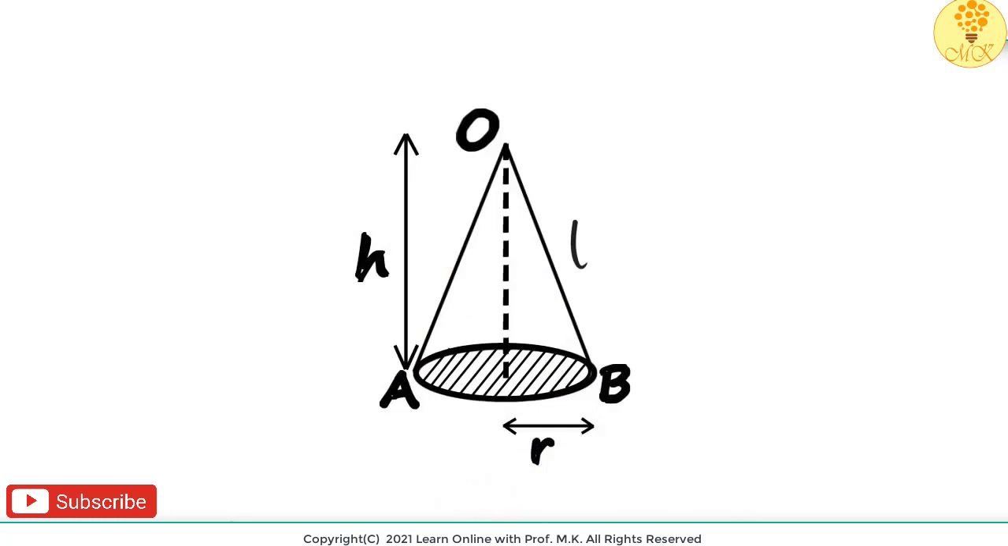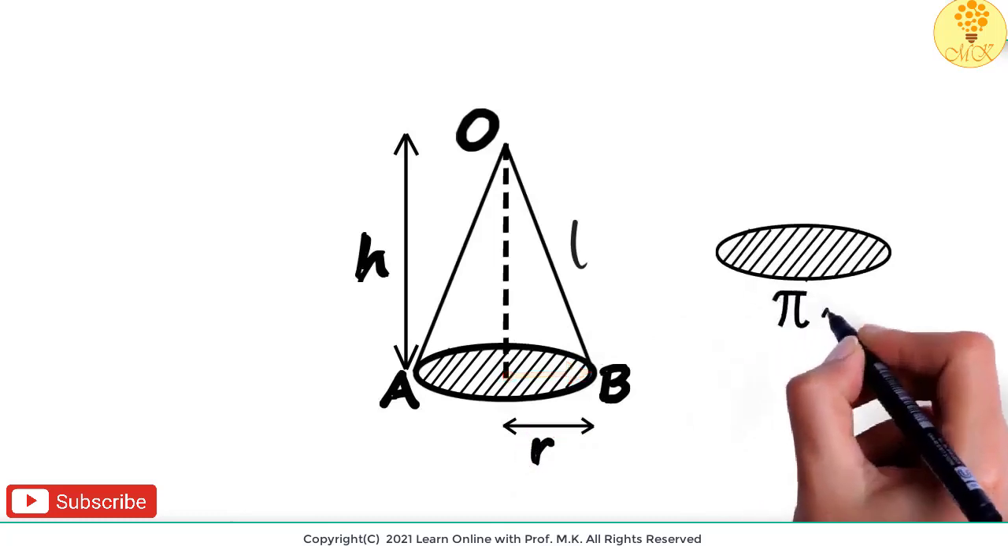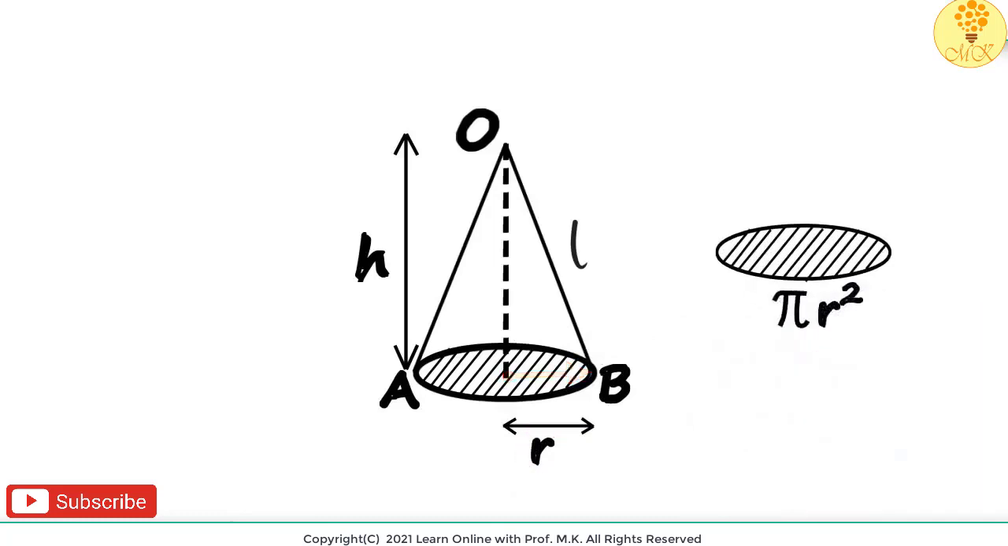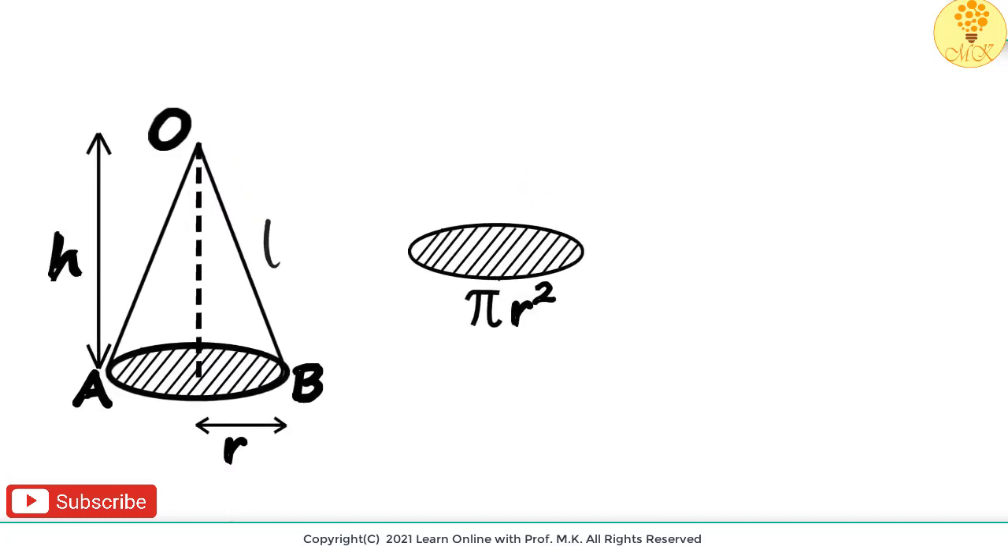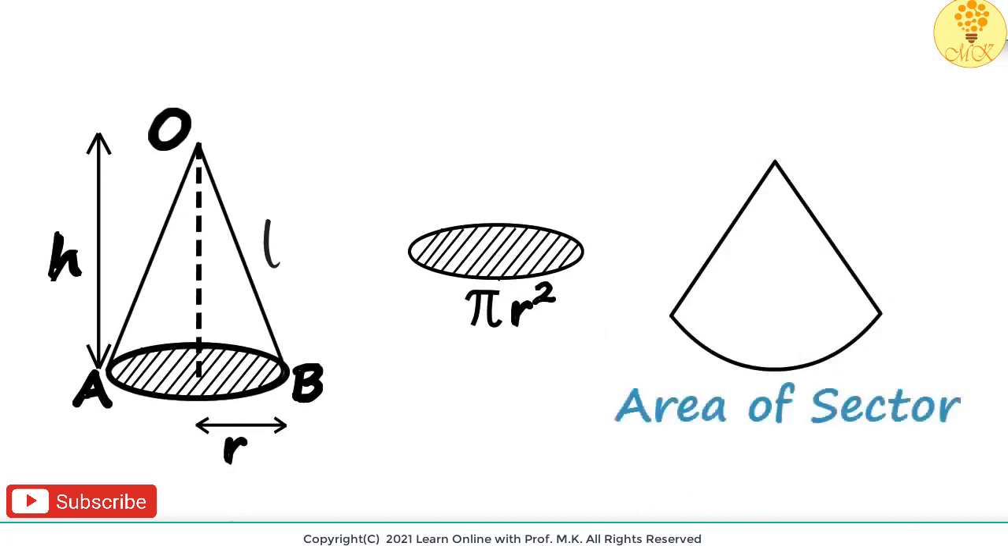First, let us consider the circular base. The radius of the circular base is R, so its area will be pi r squared. Next, we need to find the area of the curved surface. And we have seen that when the curved surface is opened up, it looks like a sector. We also need to find the area of the sector.